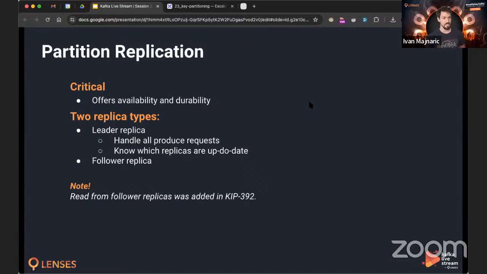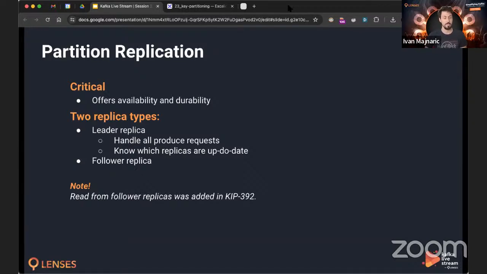But as we said, the goal of the leader replica is to handle all produce requests, and also to know which replicas are actually up to date. As we mentioned the leader replica, we also have the follower replica, and essentially whatever is not a leader replica is a follower replica. These are the ones trying to catch up with the leaders, unless configured otherwise. The main goal of follower replicas is to replicate the messages which came to the leader replica, and basically stay up to date.